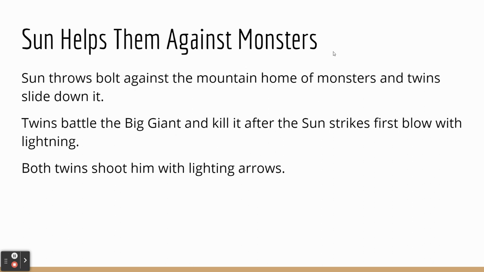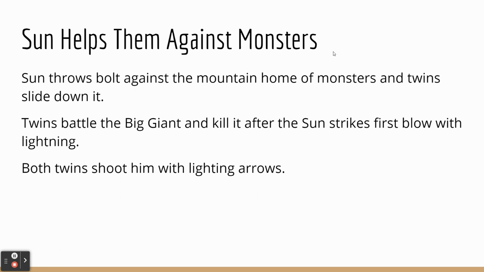Then the sun is so impressed by their wisdom and what they've asked for that he's going to help them go kill monsters. And the first monster they're going to go kill is Big Giant. But when they go to battle the monster, the sun says that they can fight it and they can kill it, but he needs to strike the first blow. So he throws a bolt of lightning against the mountains, home of the monsters. The twins slide on down this bolt of lightning. Again, you will read about echoes of that way of travel in the novel.